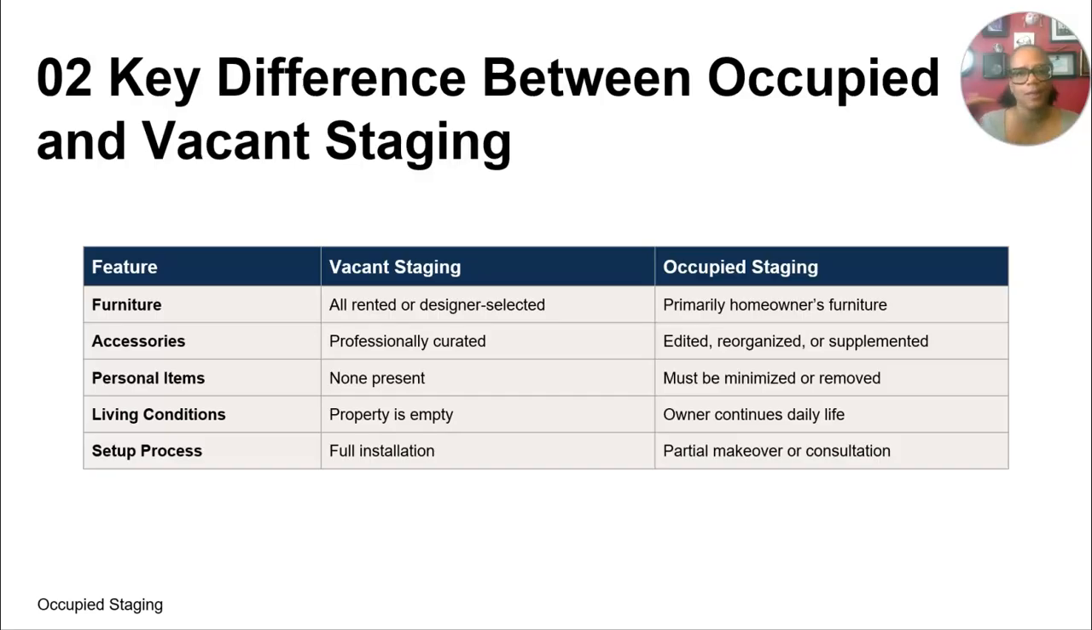Personal items in a vacant stage, they don't exist, right? Nobody's there. As opposed to in an occupied stage, you really kind of got to get rid of them or bring them to a bare minimum. Living conditions, the property is empty in a vacant stage. As opposed to occupied stage, the owner has to keep their lifestyle going, so you can't like pull everything out. They still need their shampoo and the toothpaste and the toothbrush, so maybe it's hidden when the home is being shown, but it all still has to be there.